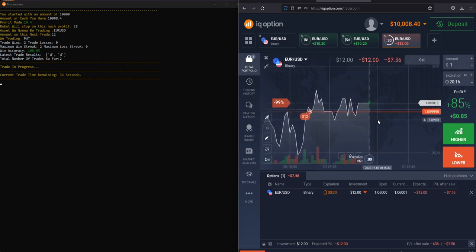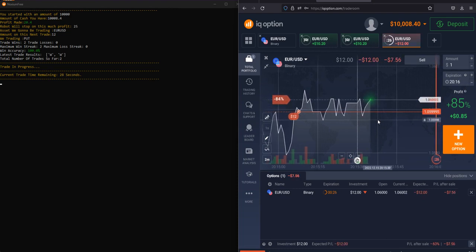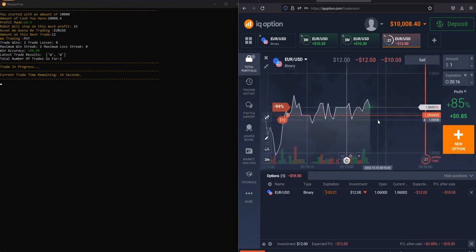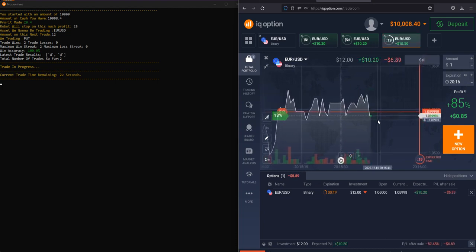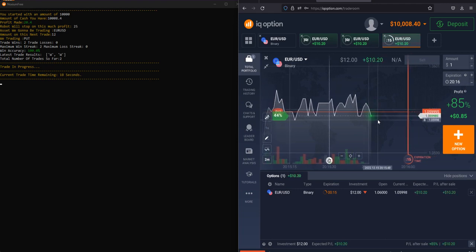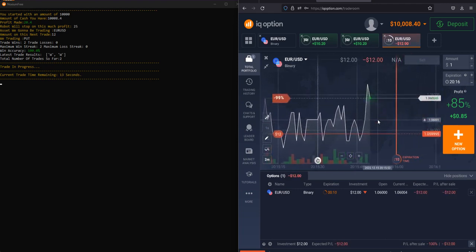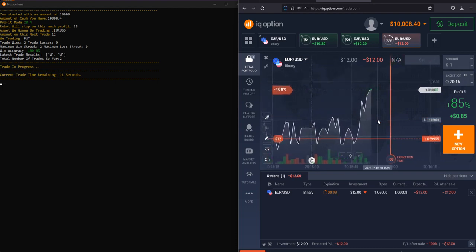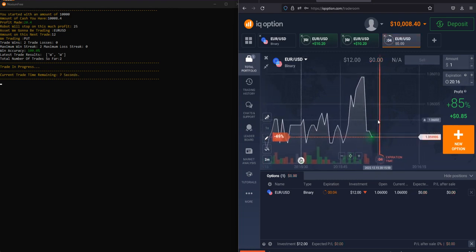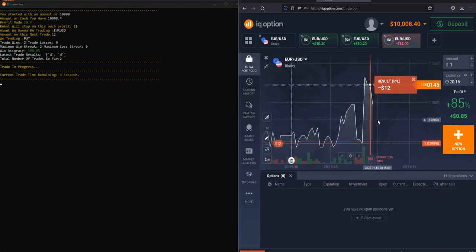Looks like we're stuck in the middle for this trade. Let's see what's happening here. And we're winning. Oh, we're losing, losing, winning, winning. Oof, now we're losing, definitely losing now. Oh, we're making it back. Oh, what the hell happened there? And we lost that trade.